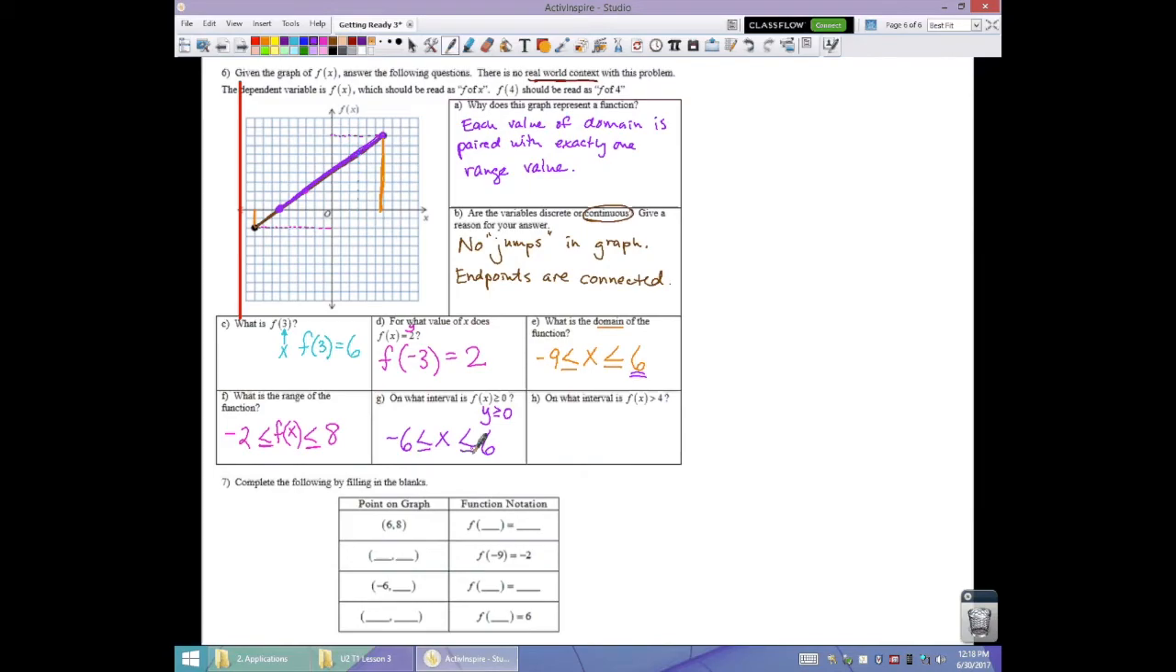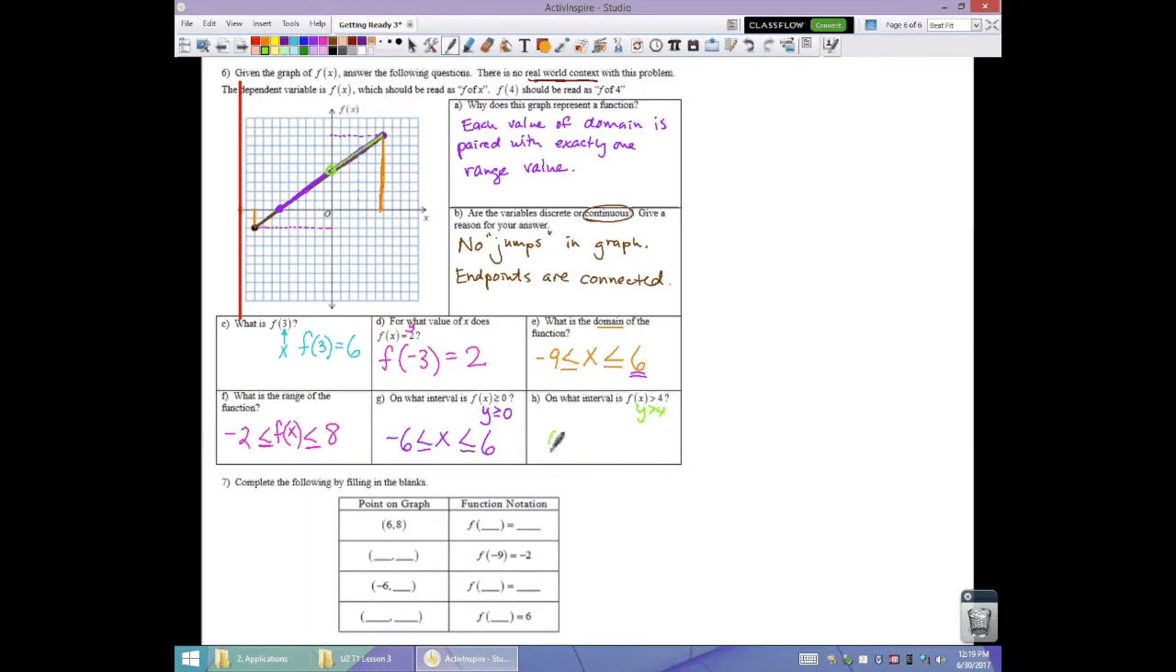On what interval is f of x greater than 4? Well, greater than 4, let's see, and that's a y value. Where's the y greater than 4? I go to 1, 2, 3, 4 on the y value, and it's greater than 4 up here. However, it's not greater than 4 right here where it hits the y-axis. It is exactly 4. This wants to know when it's greater than 4.